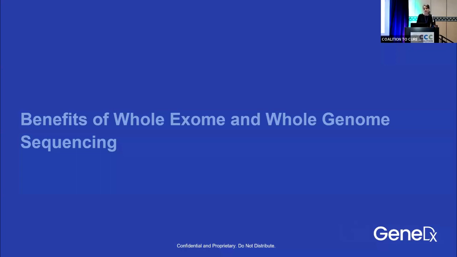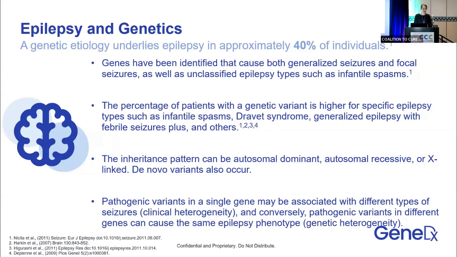So there is a current shift right now in genetic testing, and we're all kind of going toward whole exome and whole genome sequencing. That could be a whole presentation in and of itself. But specifically as it relates to epilepsy and the genetics of epilepsy, we know that epilepsy can be caused by structural brain abnormalities, trauma, infection, but 40% of individuals with epilepsy do have a genetic cause or a genetic etiology.